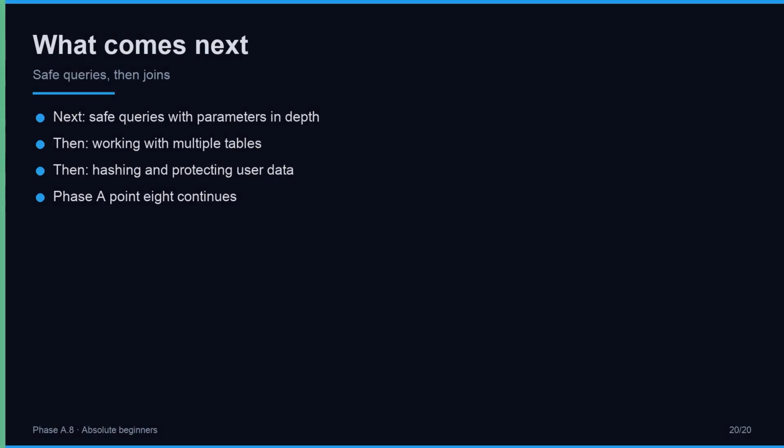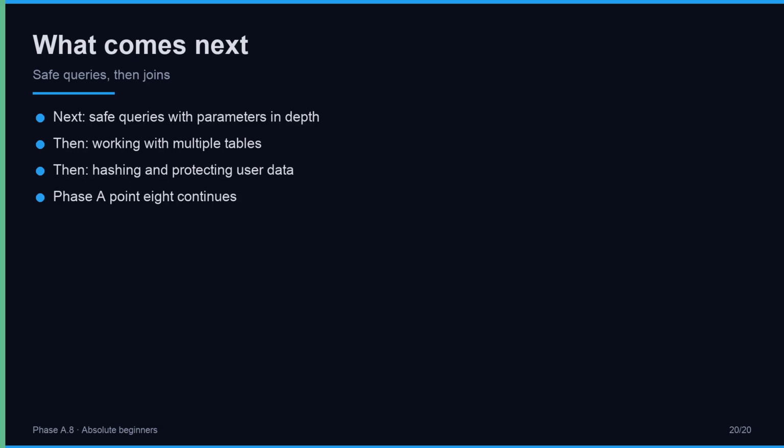Next lesson goes deeper into safe queries with parameters. You saw question marks today, next we explain exactly why they are safe and what they protect against. After that, we move on to working with multiple tables at once, using joins. Then we close the section with hashing, the foundation of protecting user data.